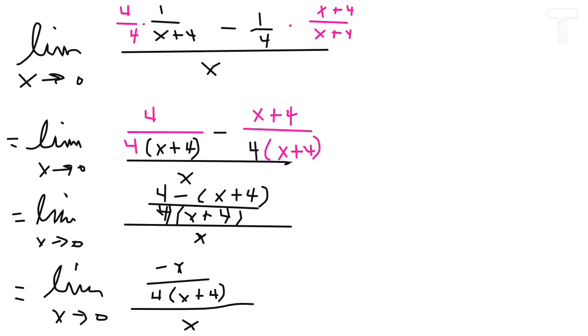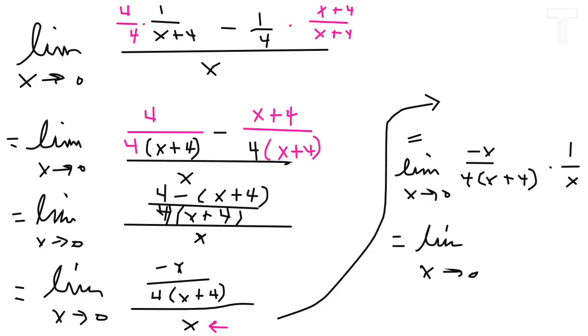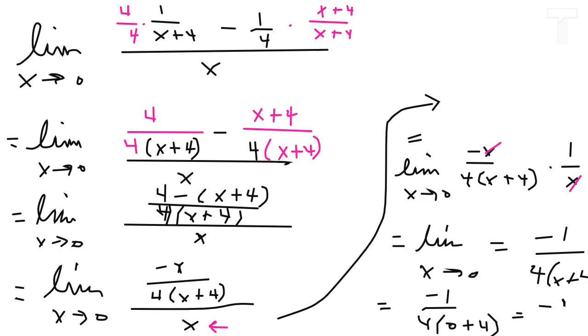So now how can I divide a fraction by a fraction? I'm going to multiply by the reciprocal of that denominator. The reciprocal of x is 1 over x. And we can see that this x here in the numerator and the x there in the denominator will cancel each other, leaving behind a negative 1. So I've got a negative 1 over 4 times x plus 4. Now when I plug in 0 for x, I'll just get no problem at all. Negative 1 over 4 times 0 plus 4, which is just negative 1 over 16.